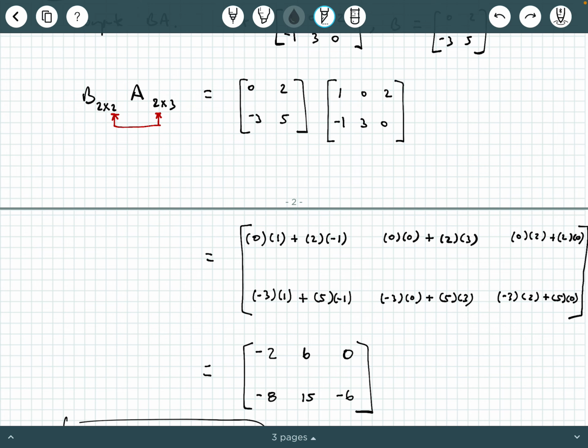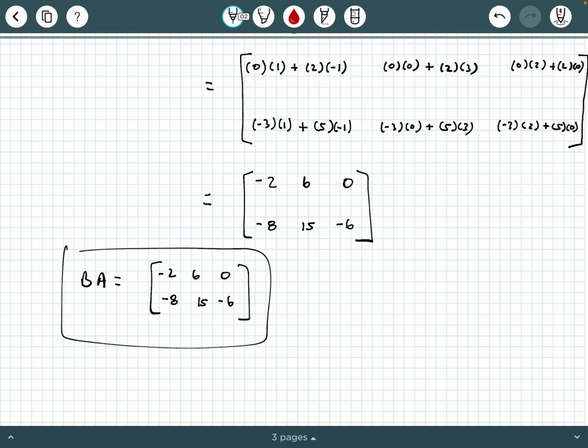Row 2, column 1 gives you the 2, 1 entry. Row 2, column 2 gives you the 2, 2 entry. And then row 2 by column 3 gives you the 2, 3 entry. Okay, so as you can see, the size of our product here is what? It's a 2 by 3.